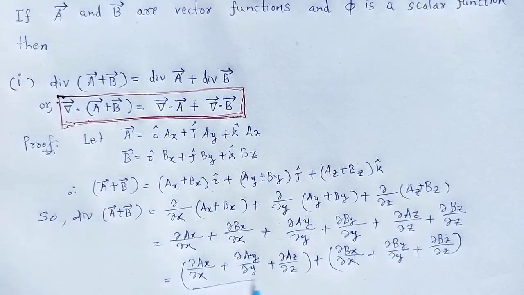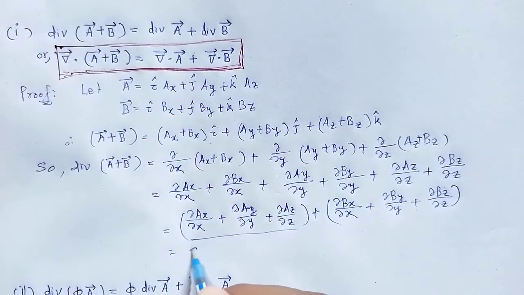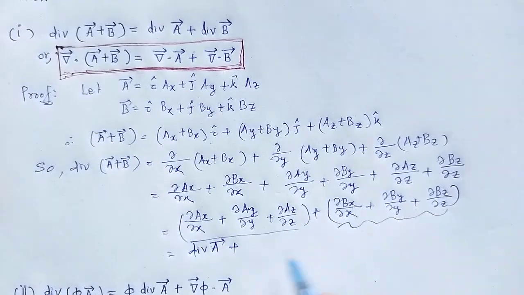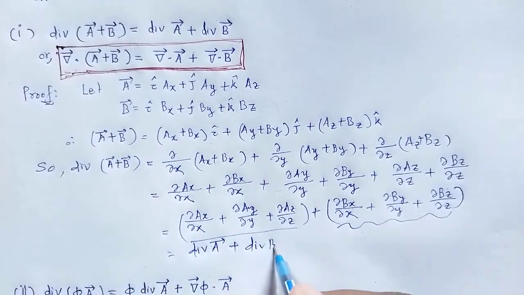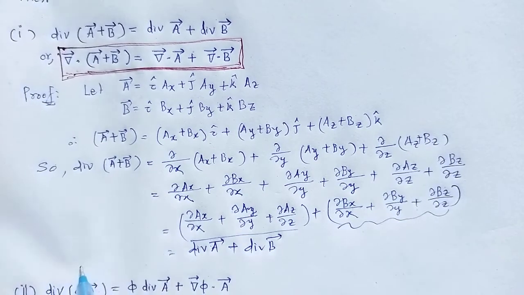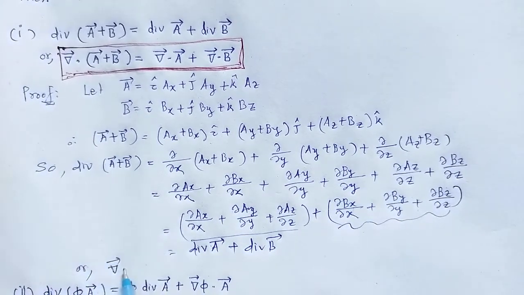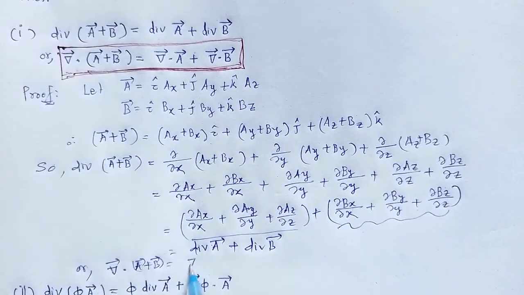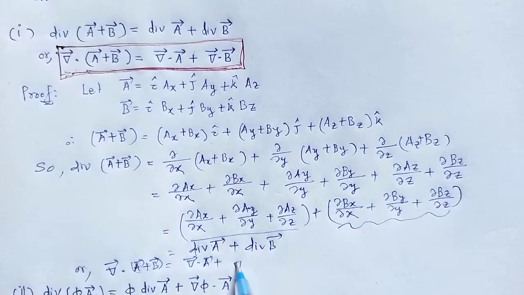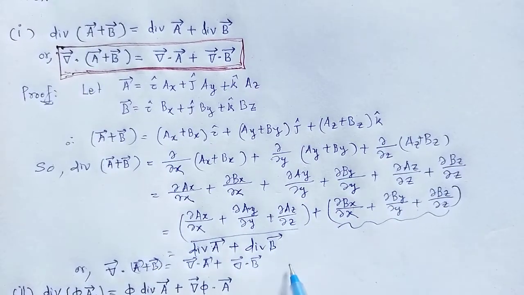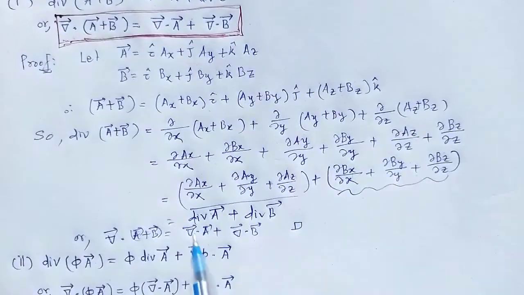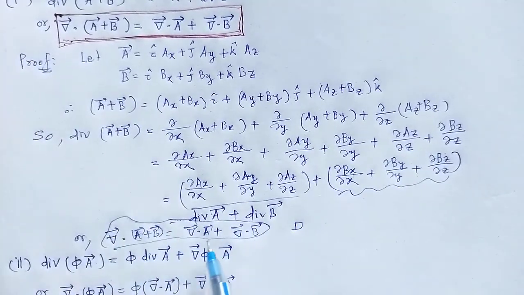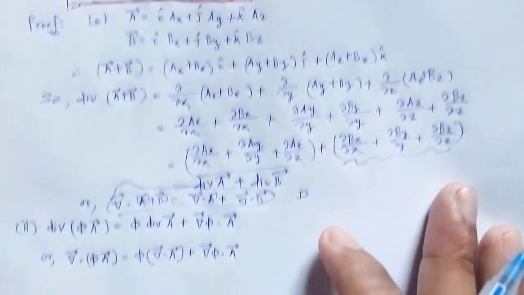In place of the first group, I can write the divergence of a, plus, in place of that quantity, we can write the divergence of b. That's why we can write grad dot a plus b is equal to grad dot a plus grad dot b. We have proved this. Now we have proved the divergence of a plus b is equal to divergence of a plus divergence of b.